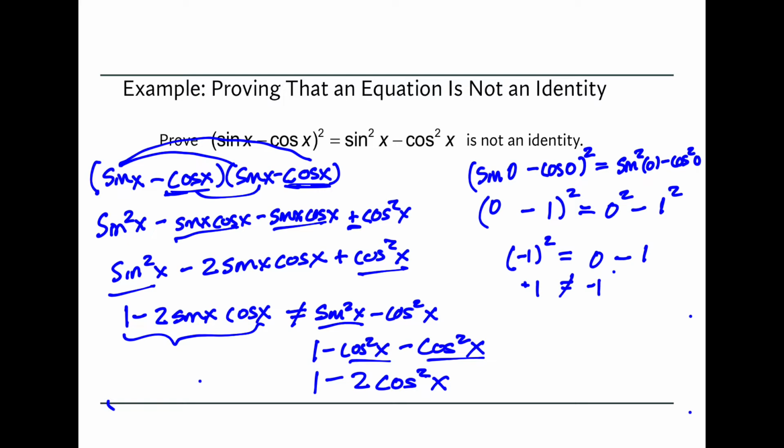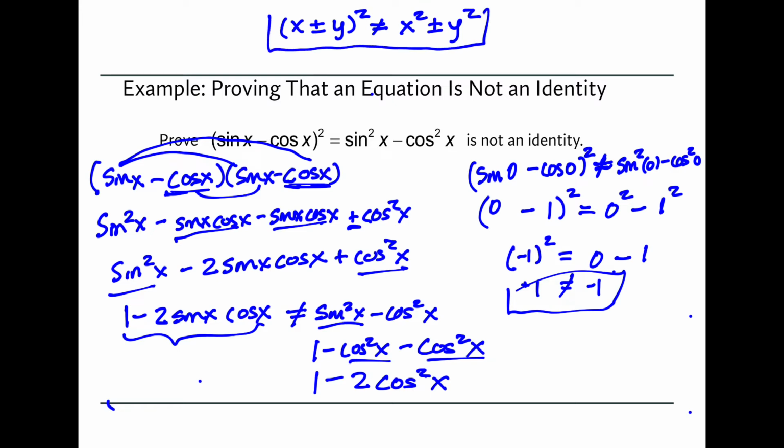So we can see that these two expressions on either side, these two trigonometric expressions, do not signify an identity. This, in fact, is one of those do not do this rules that I always harp on in my classes. x plus or minus y, squared, does not equal x squared plus or minus y squared. I call this the do not do this list. Do not do this rule, because we don't do that.